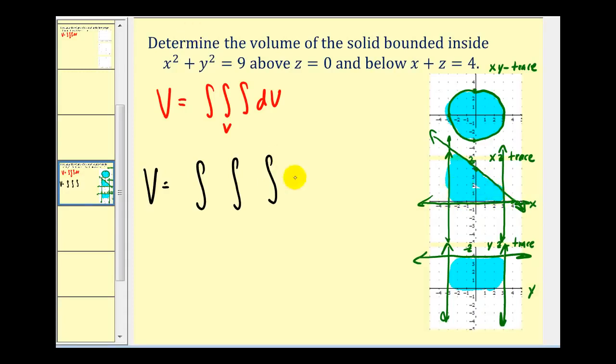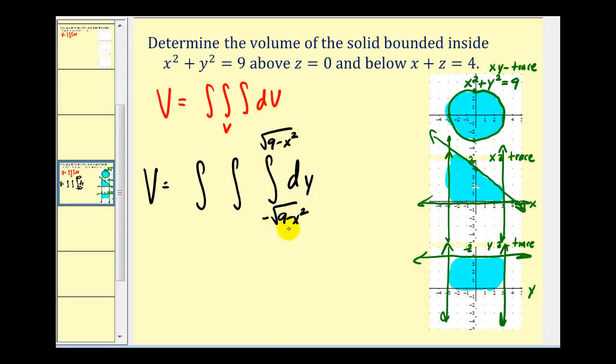Let's integrate with respect to y first, which means the limits of integration for y must be expressed as a function of x and z. Since the equation of the circle was x squared plus y squared equals 9, if we solve this equation for y, we'll have y equals plus or minus the square root of 9 minus x squared. So the lower limit of integration will be negative square root 9 minus x squared, and the upper limit will be positive square root 9 minus x squared.